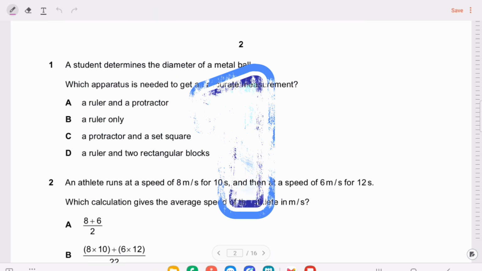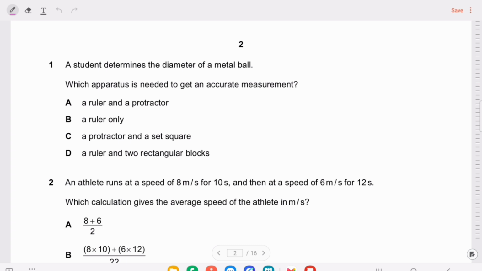A student determines the diameter of the metal ball. Which apparatus is needed to get an accurate measurement? A. A ruler and the protractor. B. A ruler only. C. A protractor and a set square. D. A ruler and the two rectangular blocks. Pause the video and choose your answer.